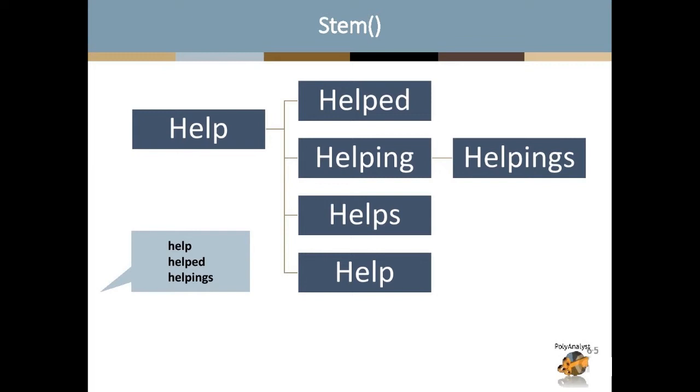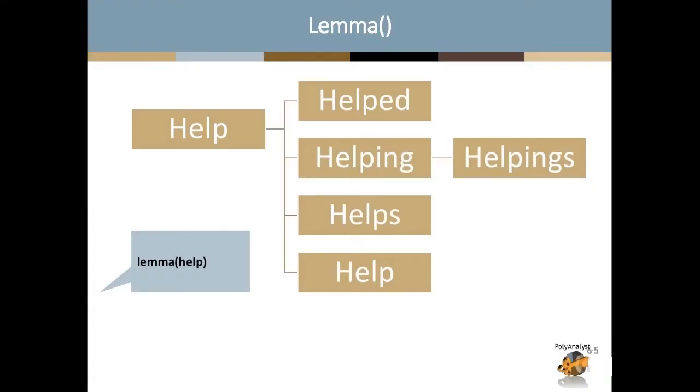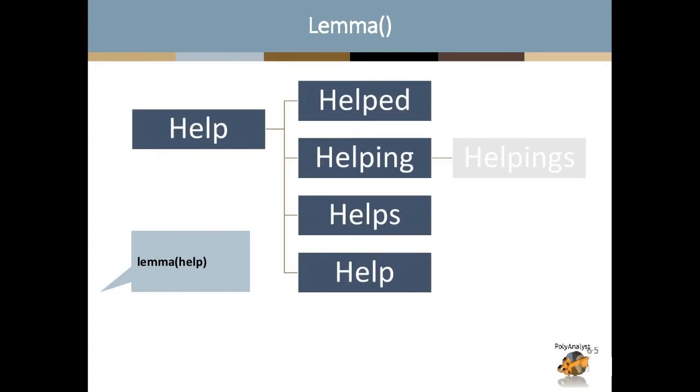Now let's take a look at two new cases. Lemma. What will happen if I look for lemma help? It will find helped, helping, helps, and help. Why is helpings missing? Well, helpings is a noun. I had many helpings of cake. It's a form of the word helping, which is also a noun. I had a helping of cake. But helping could be a noun or a verb. A helping of cake, or I am helping my sister get some cake. Depending on the context of the word, it could be a noun or a verb.